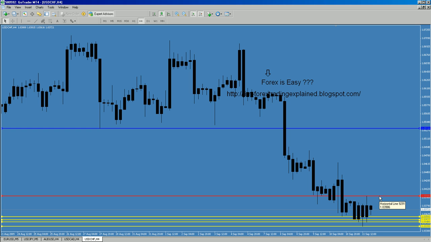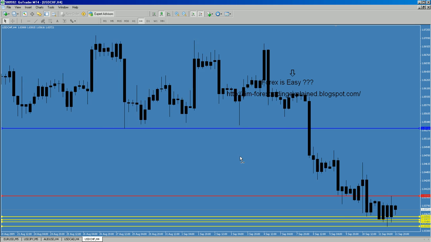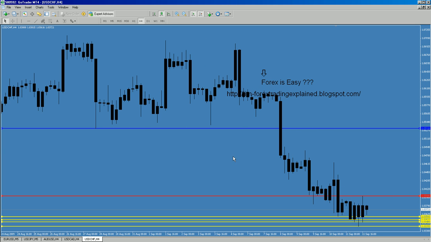Then the SAR will become just a normal buy order, and we're ready to go when it reverses and goes the other way. Simple as that. So that's the Swissy. Pretty straightforward. So far we're still in the trade and we're doing all right.